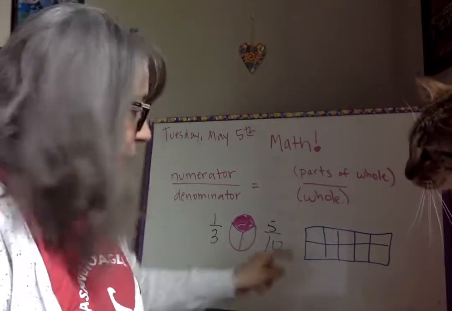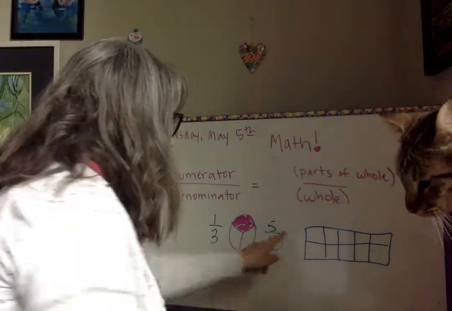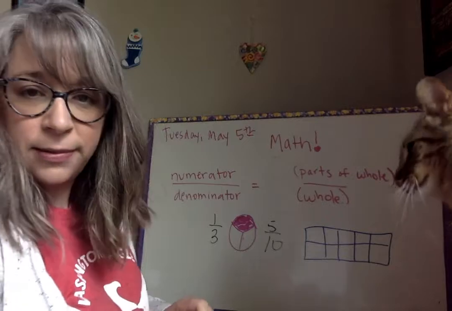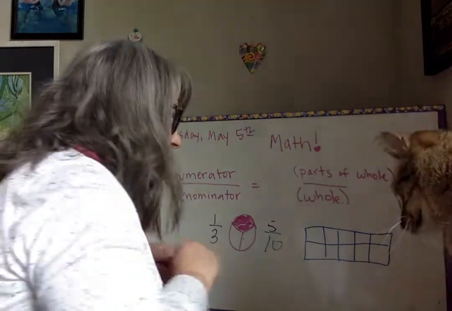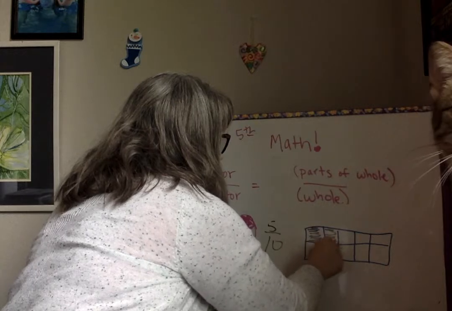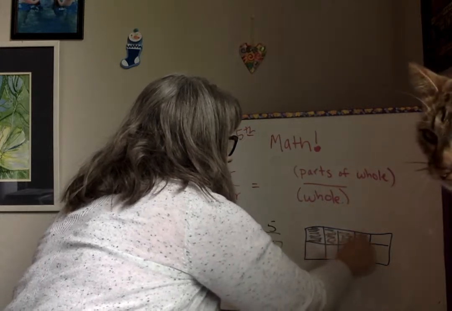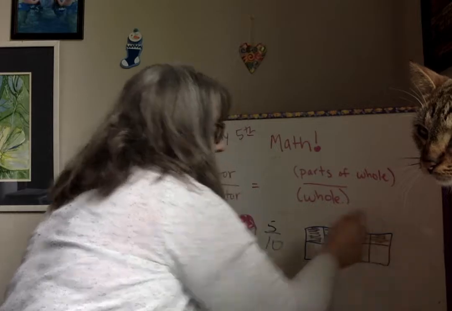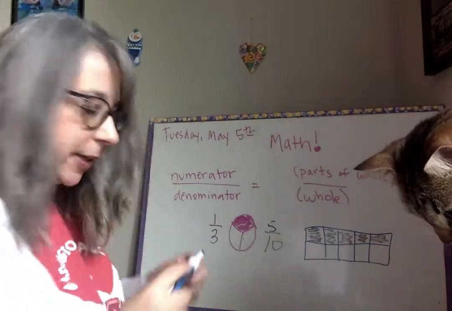All right, so if we were to do 5/10, how many parts are we going to shade in of our tenths? Oh, 5. We're going to shade in 5. So 1, 2, 3, 4, 5. Yeah, there you go, 5/10. All right, let's keep it moving.